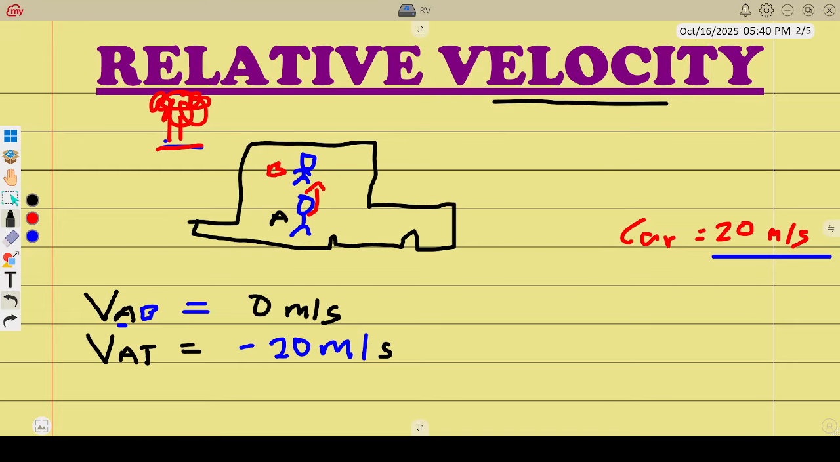Since there are no questions at this point, let me also ask you now, what is the velocity of person B when person B observes the tree? So this is B relative to the tree. Anyone to give it a try? When you try, you won't forget. So what do you think can be the answer?